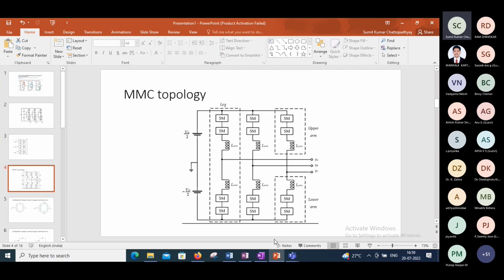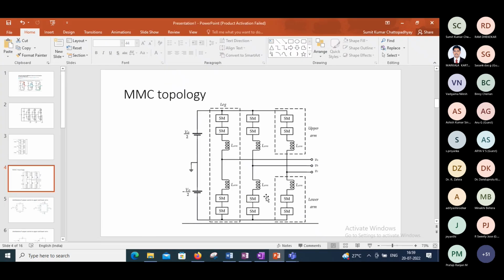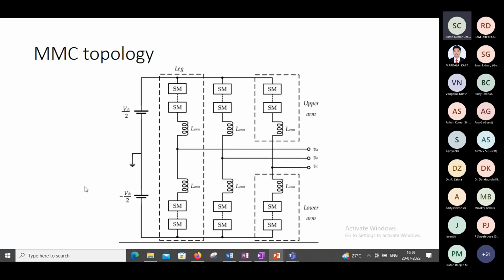We'll study this MMC. We'll try to understand the working principle of this modular multi-level converter. Some very basic principle.